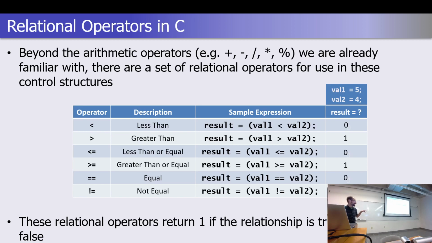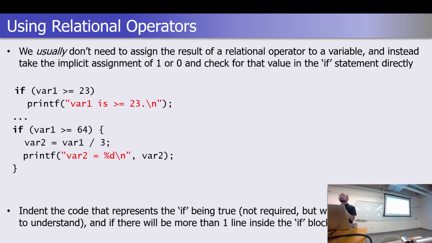Although I give this as the example of how we use the relational operators, where we say, here's the operator, and we store the result as a separate variable, in this case called result, we usually don't need to do that. We usually don't need, at least in most common usage of programs, to assign the result of the relational operator to a variable. Instead, the much more common usage case for those relational operators is to take the implicit assignment of the result of 1 or 0 and to then directly check that value in the if statement directly.